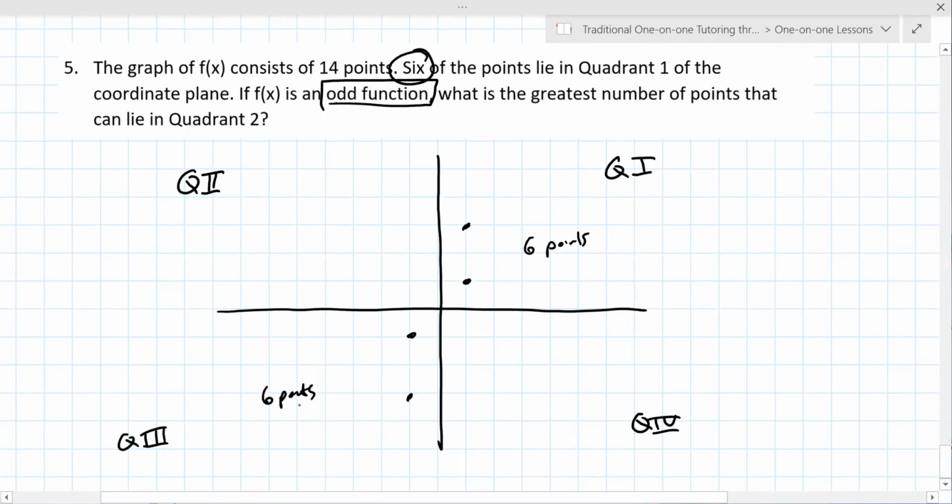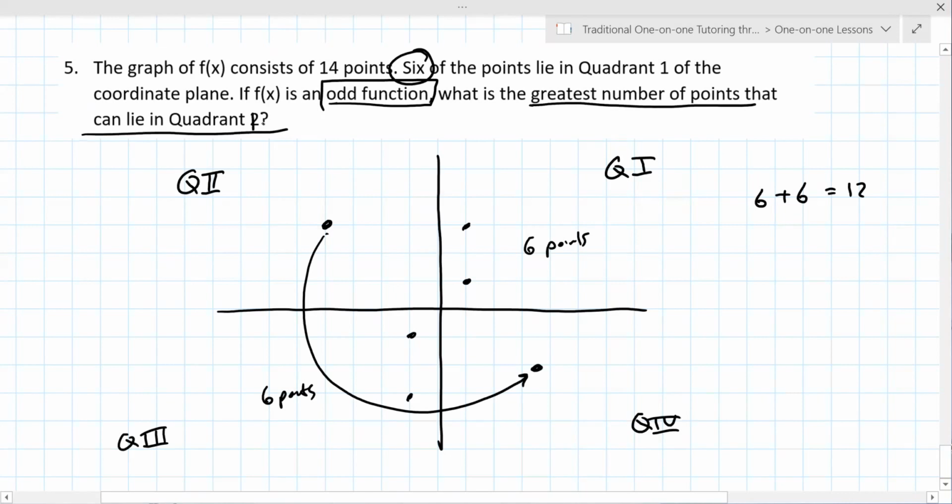Now, you might think, well, okay, Matthew, 6 plus 6 is 12, and there's 14, so the answer is 2, but it's not 2. So let's talk about why. How many points can lie in quadrant 2? Well, let's just put a point there in quadrant 2. Don't we also have to rotate it? Right, so one would have to be in quadrant 4. That's right. So the greatest number of points that can lie in quadrant 2, and they're actually supposed to always be in Roman numerals, is 1 point, because that other point has to be over here. Yeah, that makes sense.